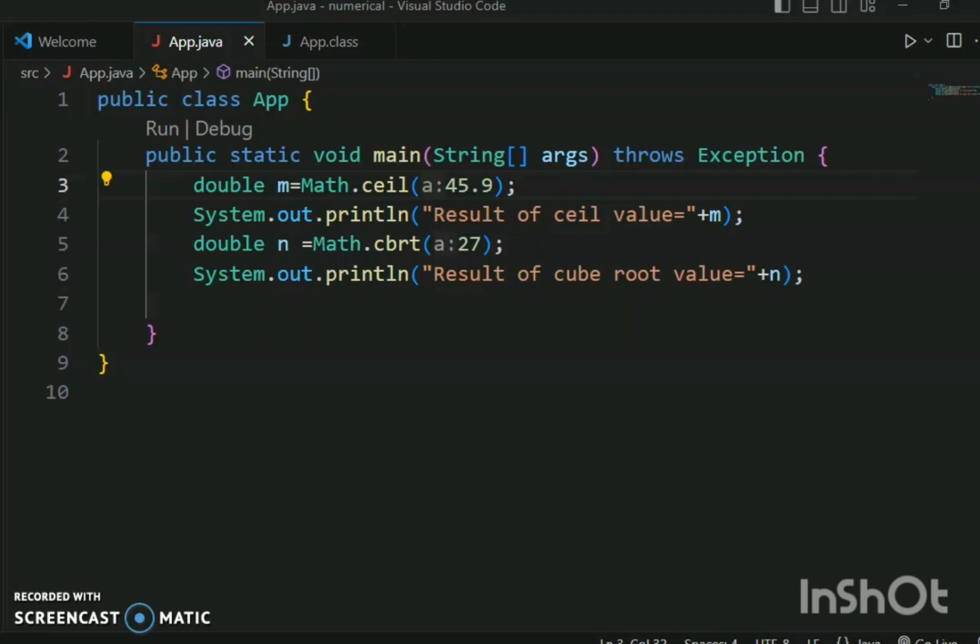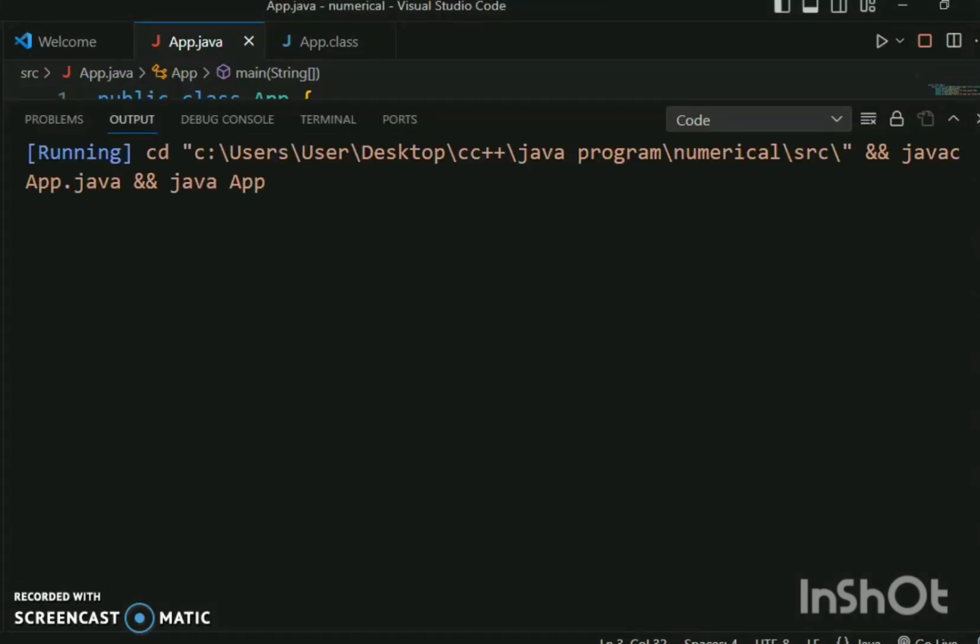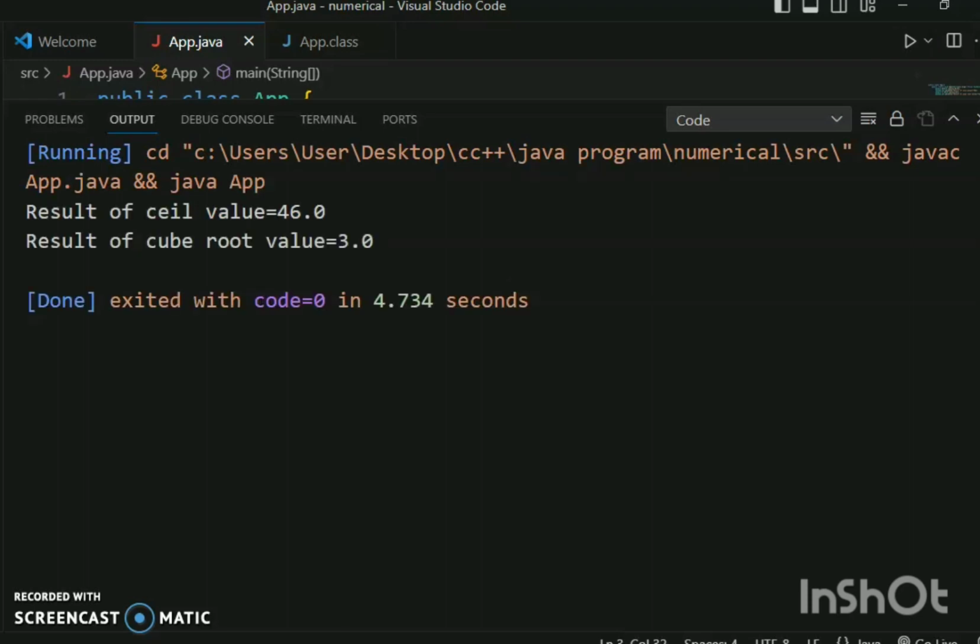So friends, we have already told that the ceil function gives the higher integer for the given argument. It always returns the value of double data type whether the argument is given as an integer, int, float, or double data type. So when I write the ceil function, suppose 45.9, what is my output? Let's check my output. My output is 46.